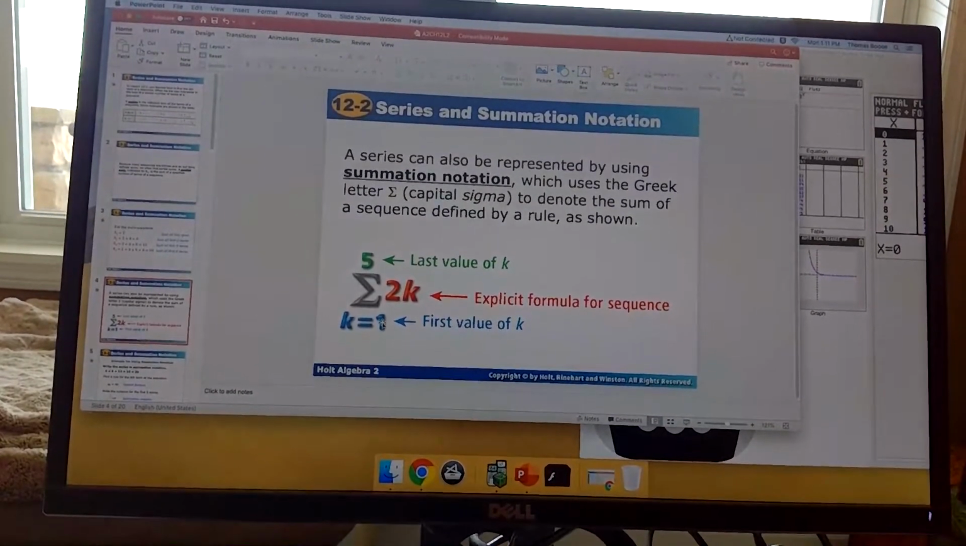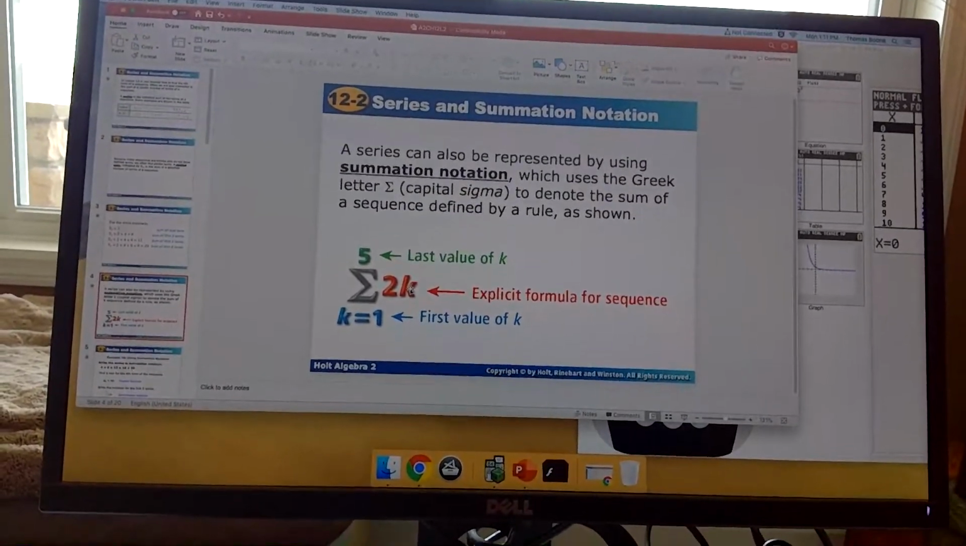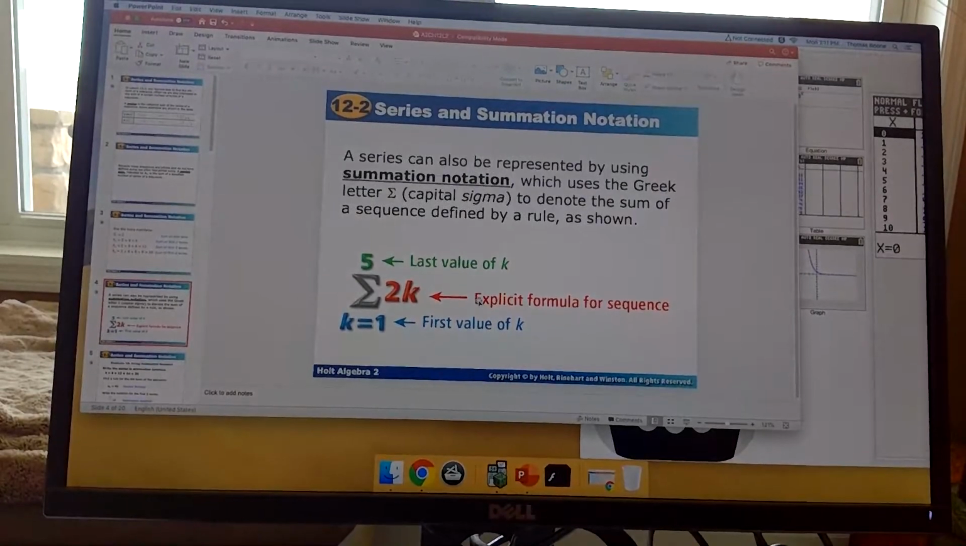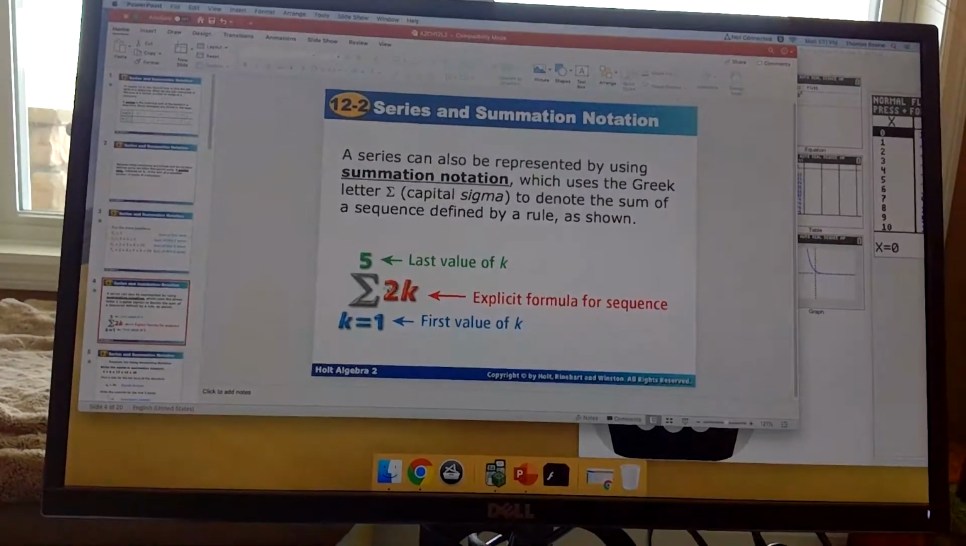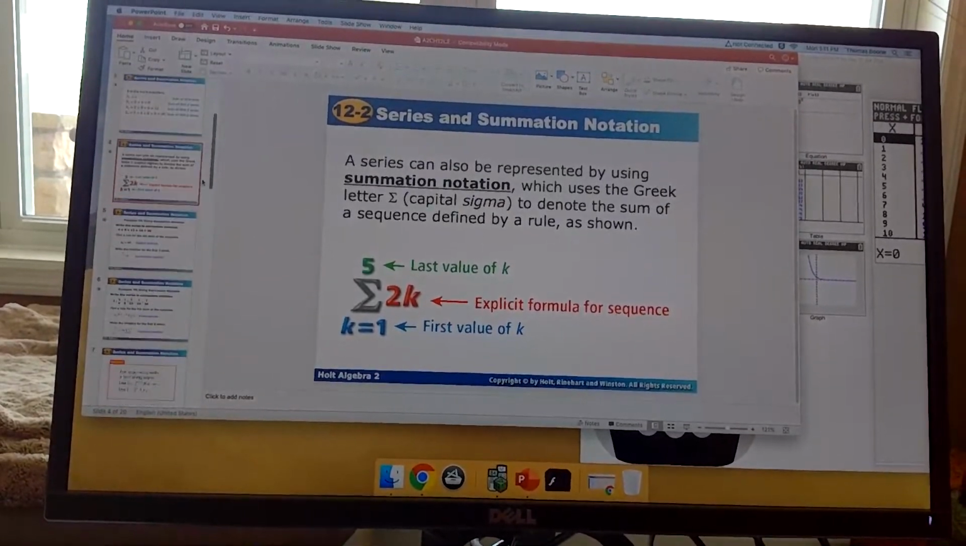So basically what you do is you put these numbers in for the explicit formula that we talked about last time, and write out all the numbers. And then what we're going to do is add those up. And the table mode of your calculator can be very handy, and we'll get to that here in just a minute when we start expanding these.